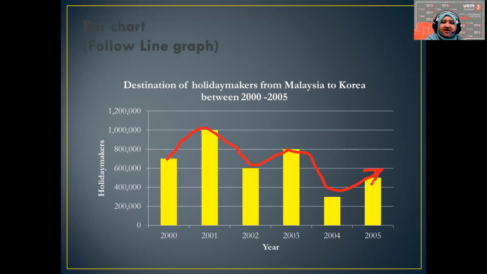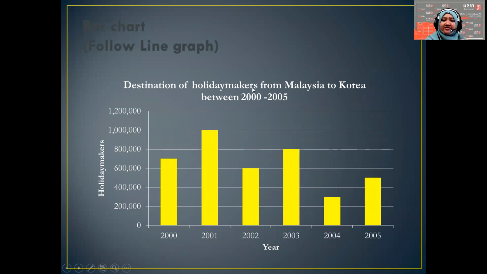So this is for a movement of time between the destination of holidaymakers from Malaysia to Korea between 2000 to 2005. Okay, so this is a bar graph that follows the line graph style because there is a movement of time. And let's say if I don't like the bar and I want to change this one to a line graph, yes, I can. Just combine the dots together and turn it into a line graph.